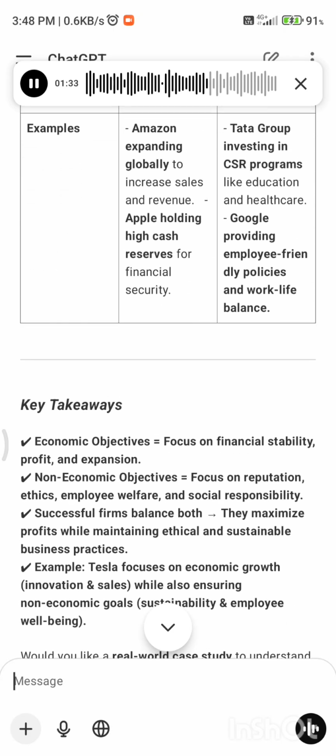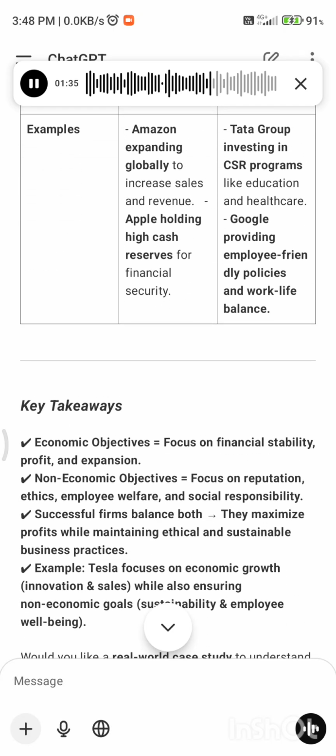Examples: Amazon expanding globally to increase sales and revenue. Apple holding high cash reserves for financial security. Tata Group investing in CSR programs like education and healthcare. Google providing employee-friendly policies and work-life balance.